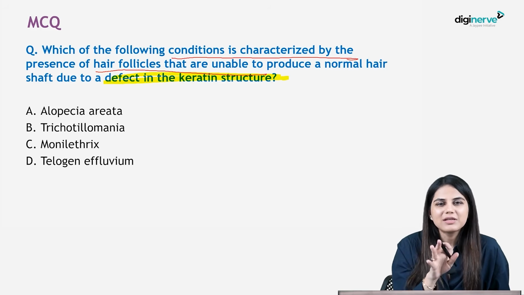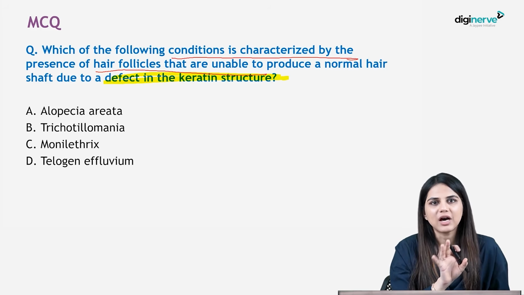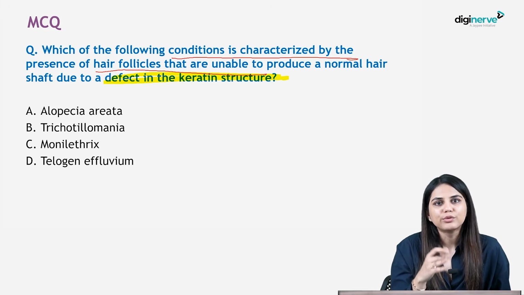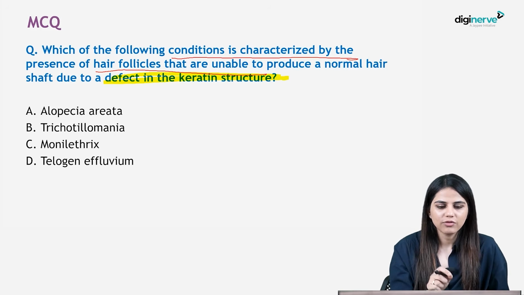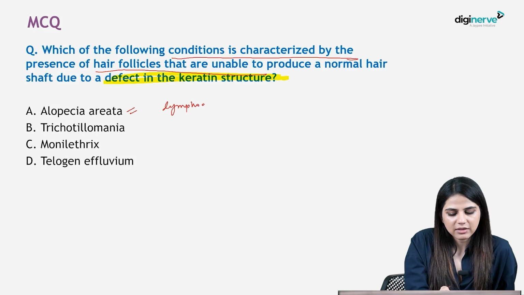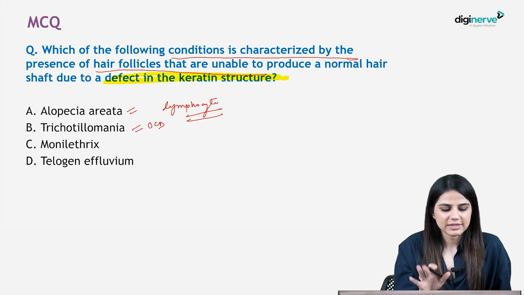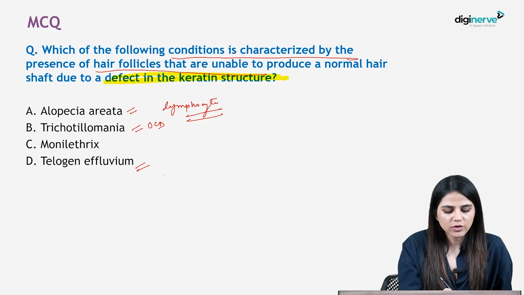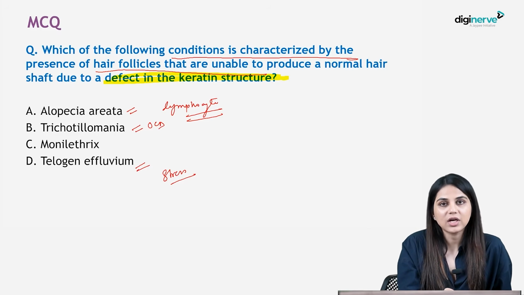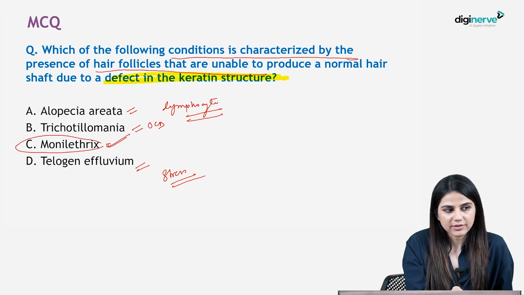So we have not covered this part in this module. And in the exam, if such a question arises, try to rule out what you know instead of knowing the right answer directly. We know alopecia areata is due to lymphocytes attacking the hair follicle. Trichotillomania is an OCD. I don't know what monilethrix is. Telogen effluvium was due to presence of a stressful condition. That leaves me with monilethrix, which is the correct answer.